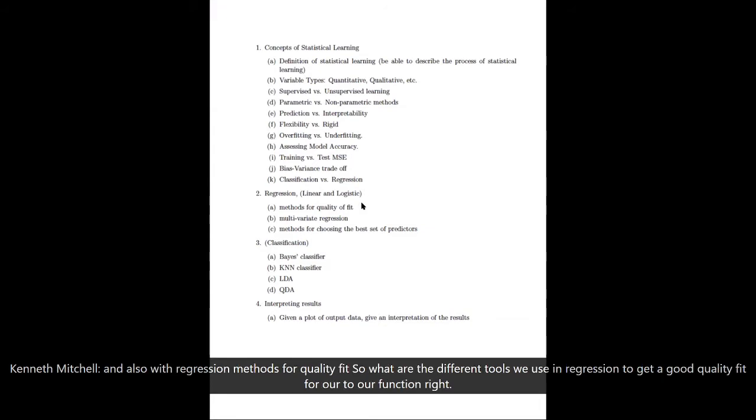And also with regression, methods for quality of fit. So what are the different tools we use in regression to get a good quality of fit for our function, right?